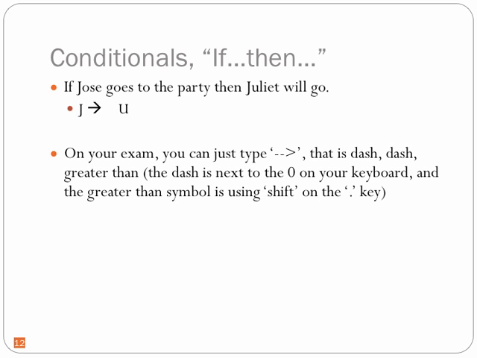Actually, my computer turns that into the arrow when I hit dash dash greater than, so maybe yours will too. But if it doesn't, that's fine. And if you can't figure out how to do that, just send me an email. Usually, if you type something like that, I can figure it out. By the way, another symbol that is used in place of the arrow is the horseshoe, and it looks like a capital U turned on its side.